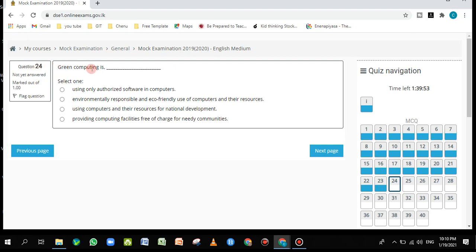Now it says green computing is using only authorized software in computers, environmentally responsible and eco-friendly use of computers and their resources. Yes, this is environmentally responsible and eco-friendly use of computers and their resources. All the others won't reduce that much. Okay, then we will go to the next one.